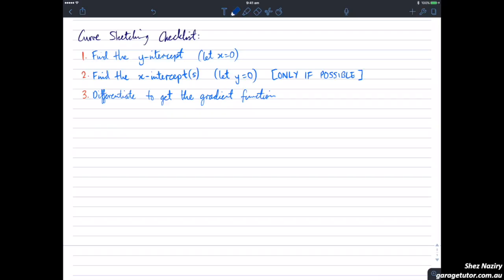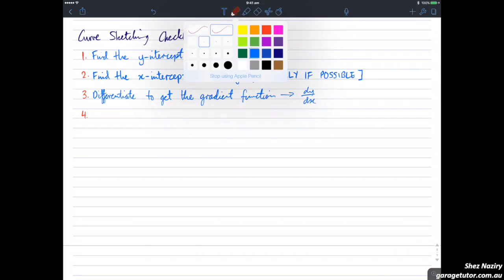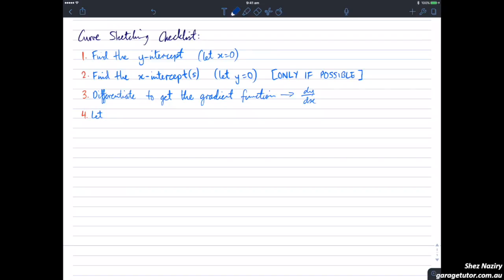And with this, you're actually finding dy dx. All right, the next step. You will find the stationary values. Now, there's another catch here, guys. If possible.